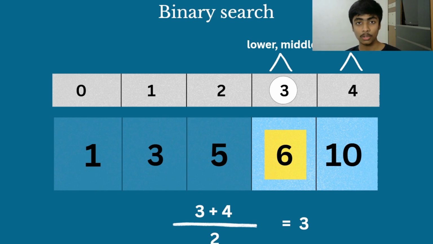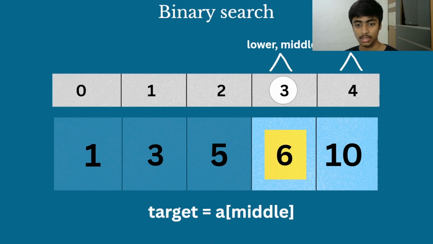Now 3 plus 4 by 2 is actually 3.5. But since we're doing integer division, we'll only get 3. So for this part of the array, the middle index is going to be 3. So 6 will be the middle element. We're again going to repeat the same process. We're going to check if the target value that I'm searching for is equal to 6. If this is true, we can just stop execution because we found the value that I'm searching for.